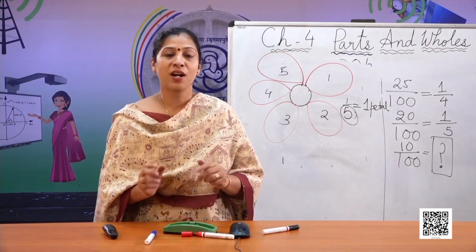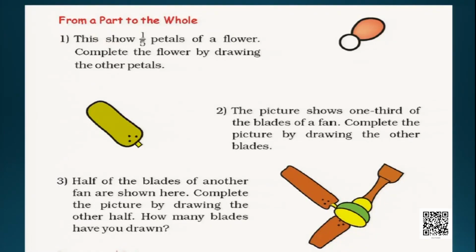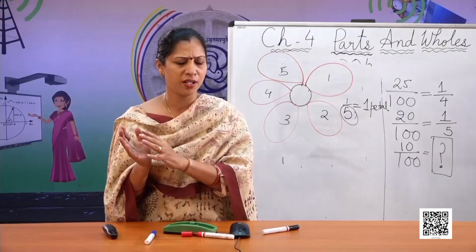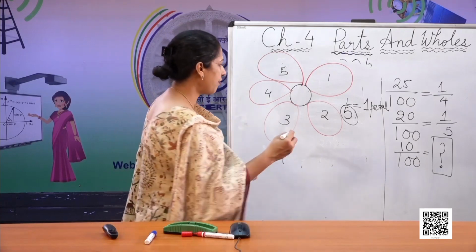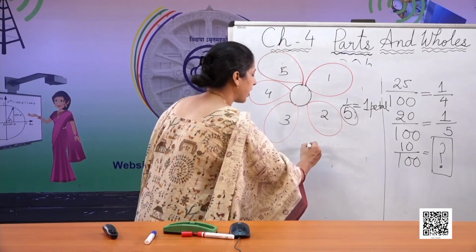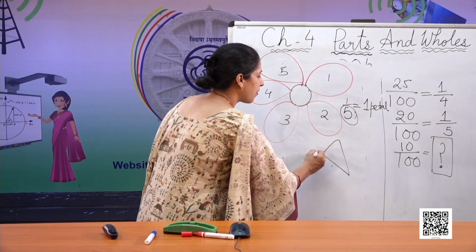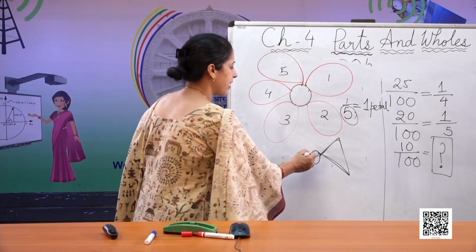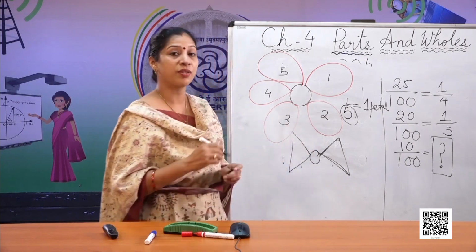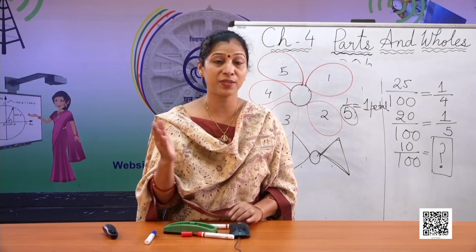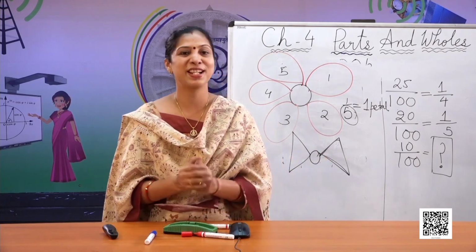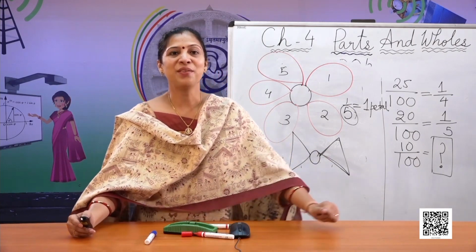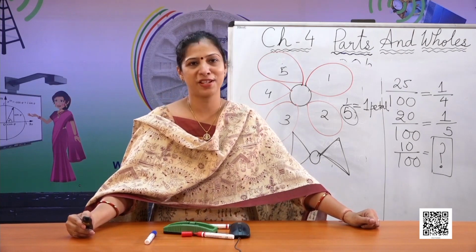Half of the blades of another fan is shown over here. Half of the blades means this fan is drawn and half of the blades is drawn. So can you draw the other half? I will give you a hint. If I draw this picture and I tell you I have drawn half of the picture, can you draw the other half? Yes, exactly this. So now can you draw the other half of the fan? Yes, you can do it. It's very easy. Now let's go to a very interesting story.